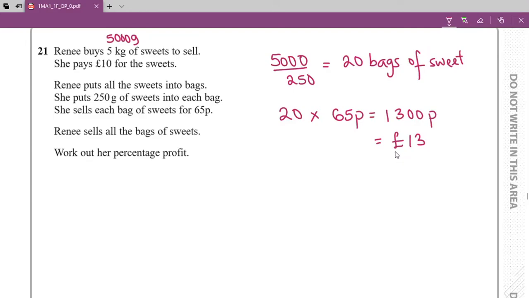Now to see the profits, not the percentage profit, but the profit she makes because of the skills she used in her selling, the profit is going to be £13 minus the amount she paid for the sweet originally, which was £10. If you do the subtraction, that's going to give us £3. So this is the profit she makes on each bag.